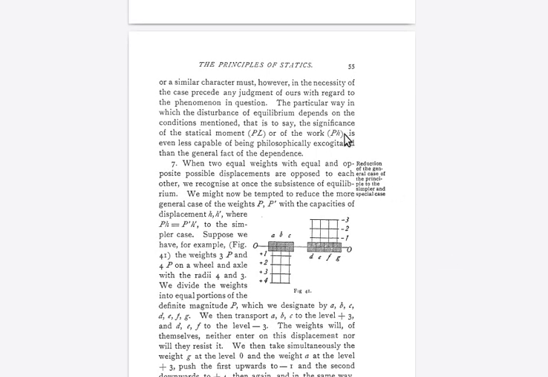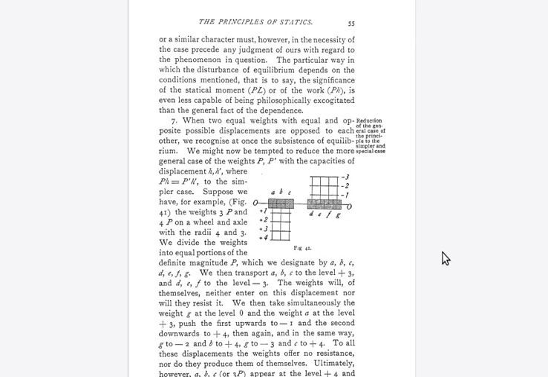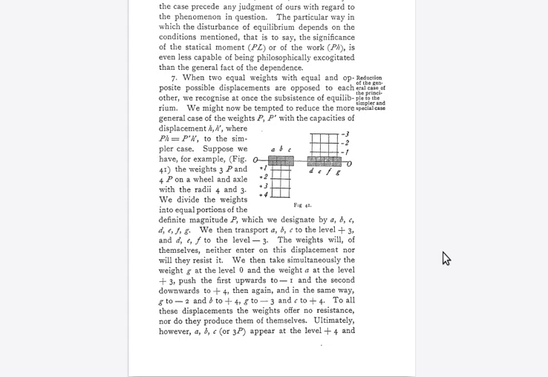Section 7. When two equal weights with equal and opposite possible displacements are opposed to each other, we recognize at once the subsistence of equilibrium. We might now be tempted to reduce the more general case of the weights P and P' with the capacities of displacement H and H', where PH equals P'H', to the simpler case. Suppose we have, for example, Figure 41, the weights 3P and 4P on a wheel and axle with the radii 4 and 3. We divide the weights into equal portions of the definite magnitude P, which we designate by A, B, C, D, E, F, G.